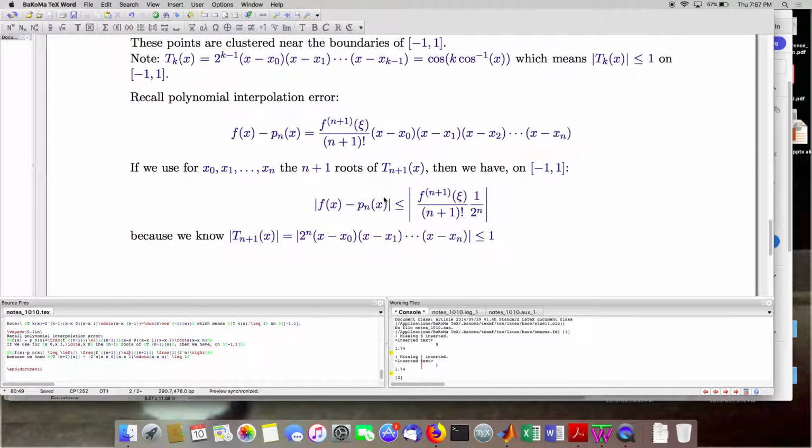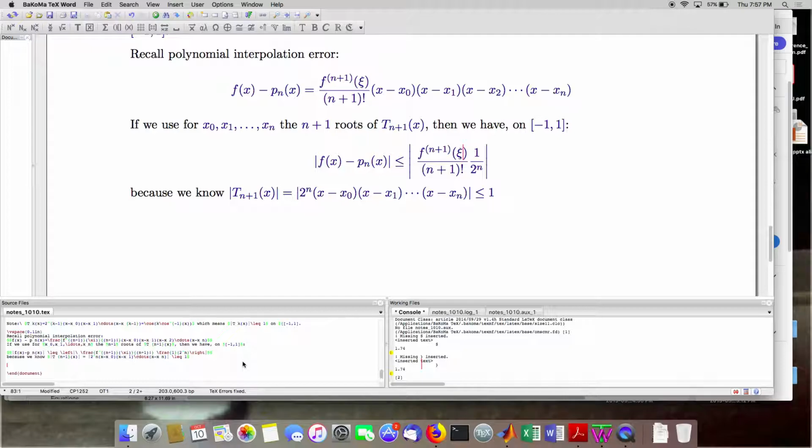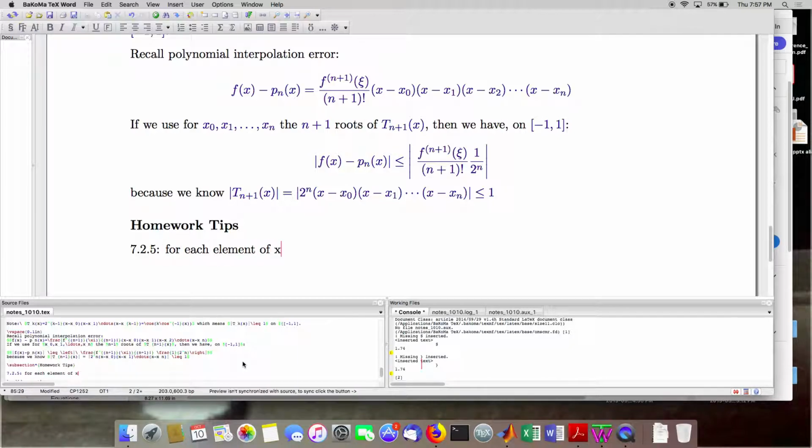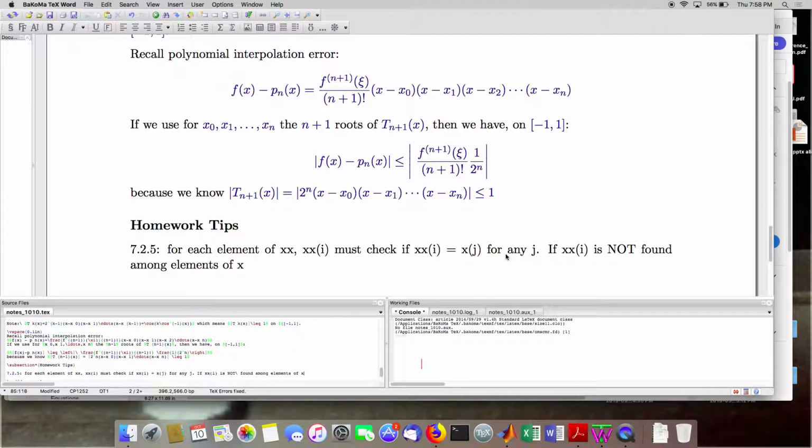There are 3 minutes left. I'm going to give some additional tips about that last problem. So, 7.2.5. For each element of xx, as I just mentioned, you must check. I'm using this notation to refer to that one element, because I'm going to handle all of them. So if xxi is not found among the elements of x, use 7.8.